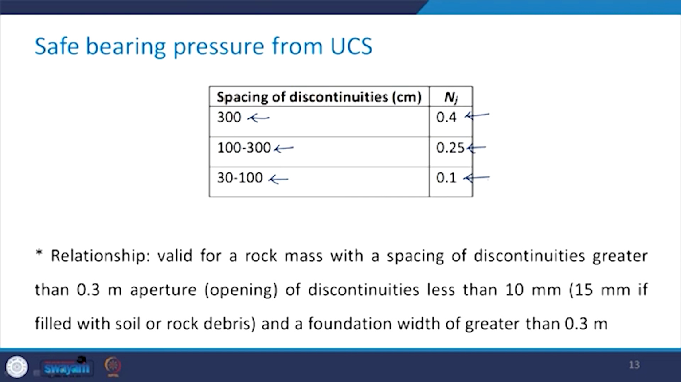This relationship is valid for a rock mass with a spacing of discontinuities greater than 0.3 meter, aperture or opening of the discontinuities less than 10 millimeter, and in case the joints are filled with soil or rock debris, this becomes 15 millimeter, and the foundation width greater than 0.3 meter. In case you have the foundation width less than this value of 0.3 meter, then that relationship will not be valid, it cannot be used.